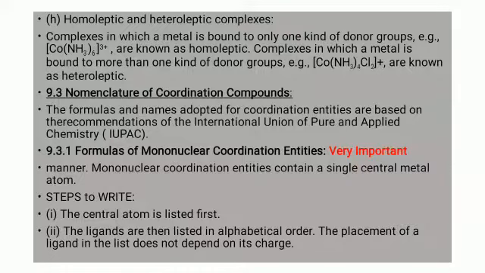Next are homoleptic and heteroleptic complexes. Complexes in which the metal is bound to only one kind of donor group, for example [Co(NH3)6], are known as homoleptic. All molecules are the same. Complexes in which the metal is bound to more than one kind of donor group, for example [Co(NH3)4Cl2], are known as heteroleptic. Here in heteroleptic, different ligands appear.